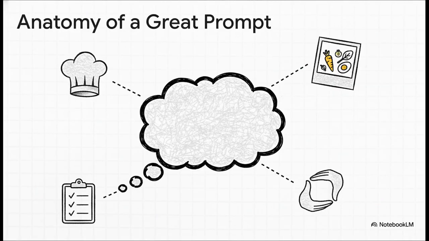You see, this isn't just a random question. This is the anatomy of a great prompt. You're giving it a role. Act like a professional chef. You provide context. Here's the photo of my ingredients. You set a clear constraint. Use only these things. And you define the format you want back. Give me 3 recipes with step-by-step instructions. This simple formula is the secret to getting incredible results pretty much every time.